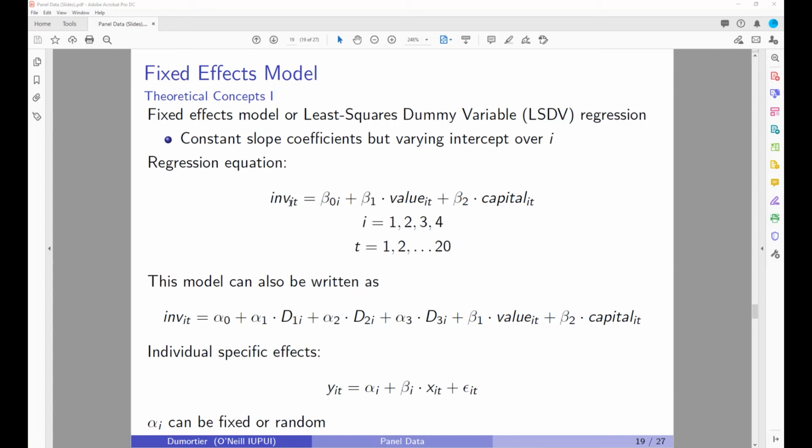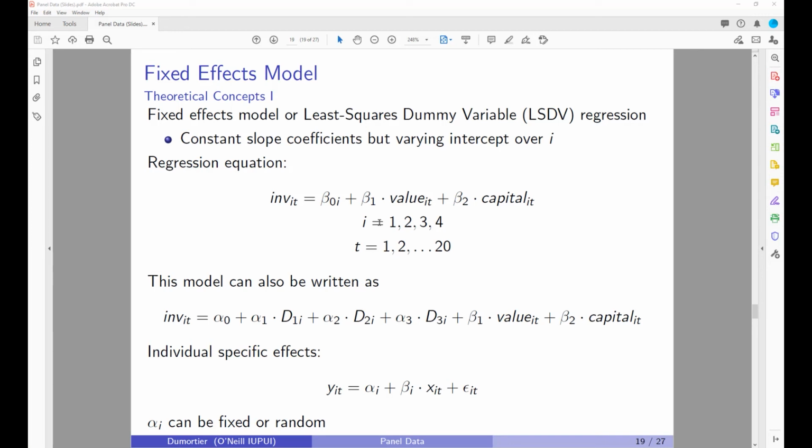So note that we have here the notation i and t, where i refers to the individual firm and t refers to the time period. Note in this case we have 20 time periods, and we have 4 firms. And you can see that beta 1 and beta 2, the slope coefficients, are constant and do not vary based on firm or time period, but it is actually the intercept which is going to vary based on the firm.